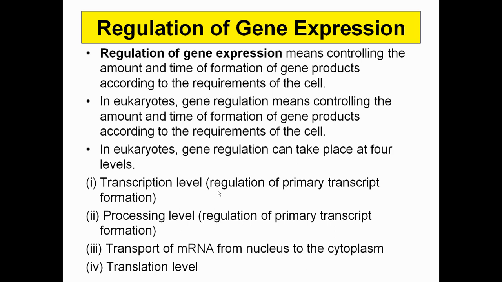Processing level, the regulation of the primary transcript formation, that is very important. How the capping and tailing process is going to be conducted along with the splicing process, because there are so many introns which need to be spliced out from the final mRNA. And then the transport of the mRNA by the nuclear pore. At the transport level, there is also regulation of the gene expression, because only the mRNA which is required by the cell goes out of the nucleus, otherwise it is stopped there.